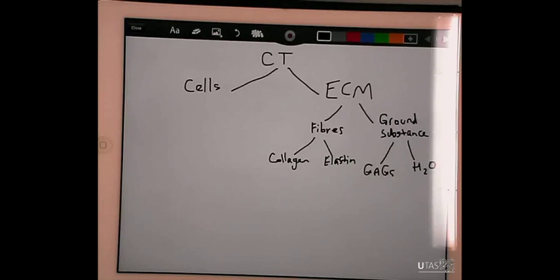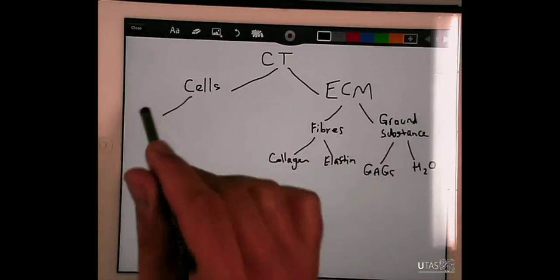Now, there was that third type, reticular fibres. They were initially described as being different, but in fact, when they went to the biochemistry, they saw that reticular fibres were one type of collagen fibres. Okay, so reticular fibres are collagen fibres. So there's our 2 again.